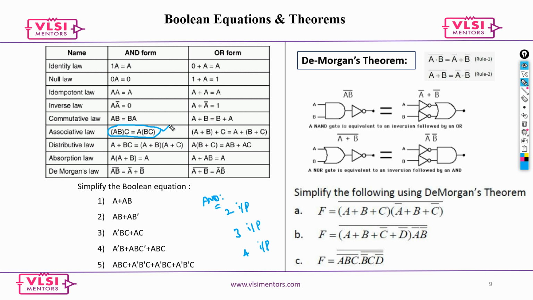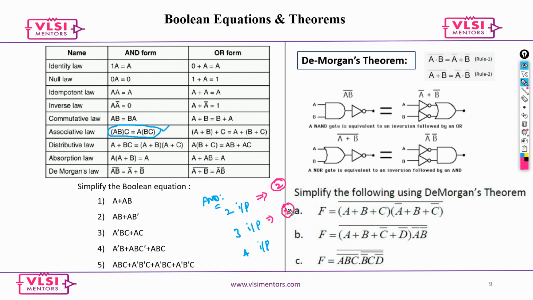Two. And in case you are allowed to use a three input AND gate, how many such gates are you in need of? So it is basically one.